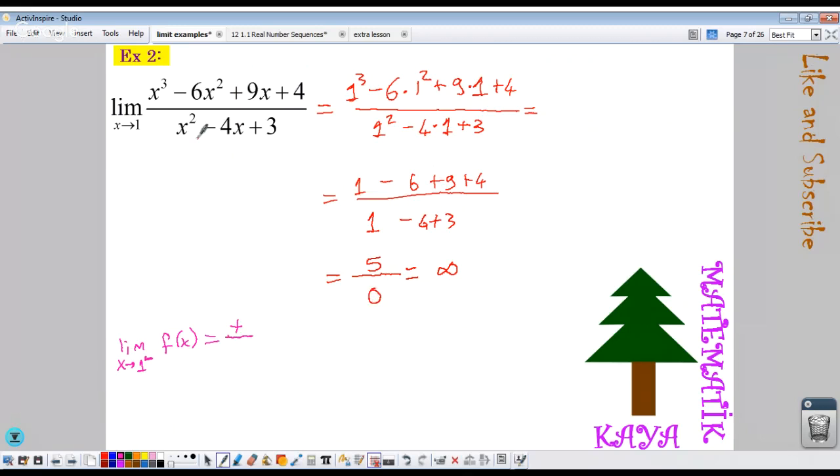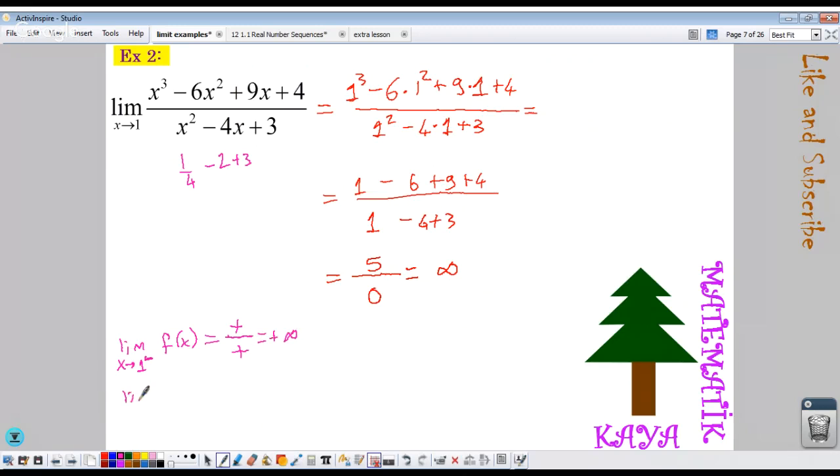If you put some numbers smaller than 1, what kind of result will be there? Let's say if you put 0 in here, there's going to be a positive result. If you put 1 over 2, 1 over 2 squared is 1 over 4, minus 4 times 1 over 2 is 2, and plus 3. So 3 minus 2 is plus 1, plus 1 plus 1, so positive result in here. So it's going to be plus infinite.